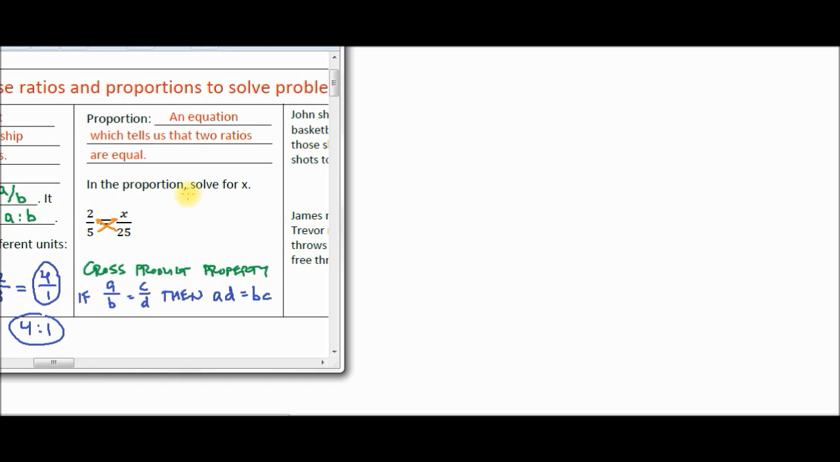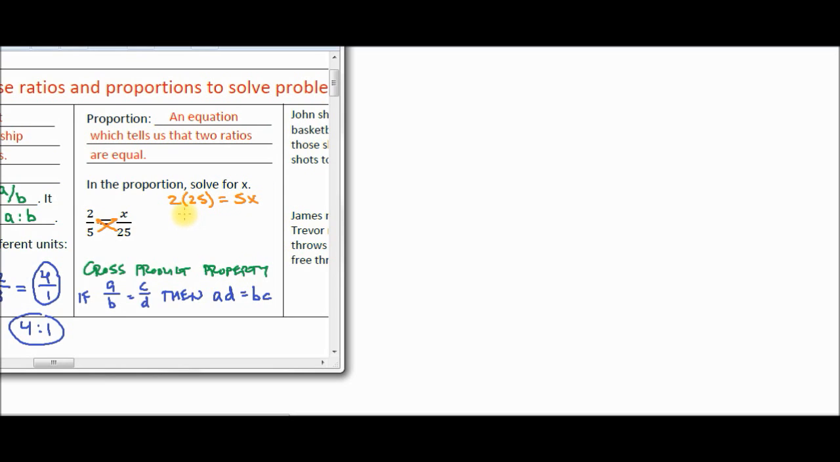So I'm going to go ahead and write here, this is going to be 2 times 25 is equal to 5 times x. So notice I took this proportion and I rewrote it as a multiplication problem. These two equations are identical. All we did was use a little bit of algebra trick to get it to look a lot easier to deal with. And now let's go ahead and find x.